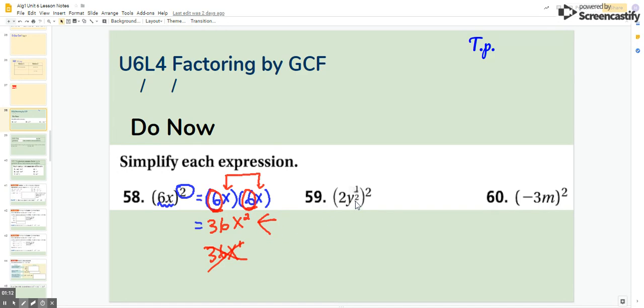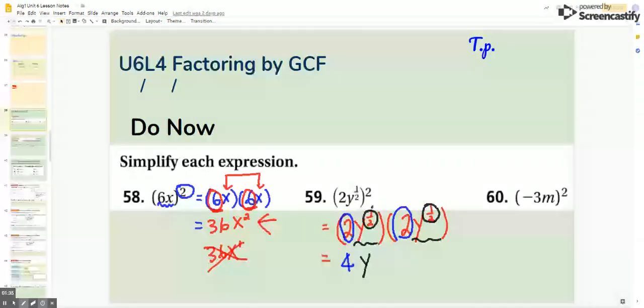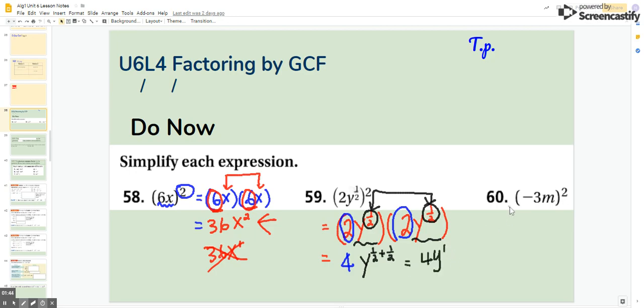And I'm going to multiply 2y to the 1/2 power twice. So now I'm going to multiply these two numbers first, which is 4. And I'm going to multiply these to combine y. When you multiply 1/2 power by 1/2 power, you add these two numbers, so 1/2 plus 1/2. So it's going to be 4y to the first power.